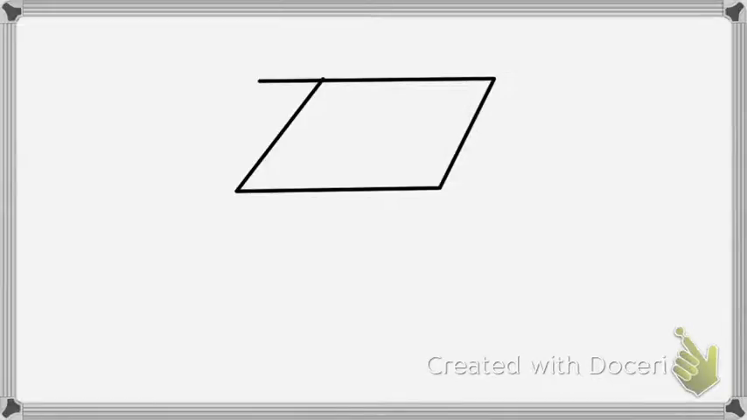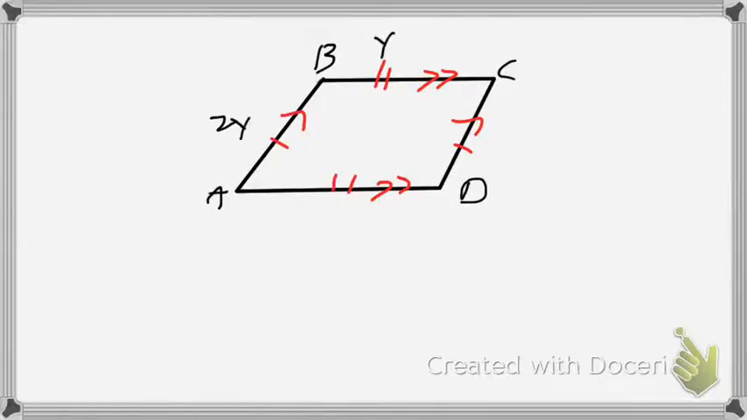Now, number 15 and 16 are almost identical problems. So what I'm going to do is I'm going to quick sketch 15 for you. 15 is a parallelogram. Remember, parallelogram, opposite sides, parallel and congruent. So we're given that it's ABCD. We're given that AB is 2y, BC is y plus 3, CD is 5x minus 1, and AD is 2x plus 4.